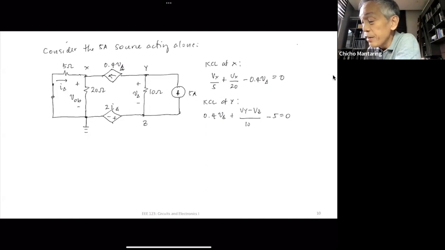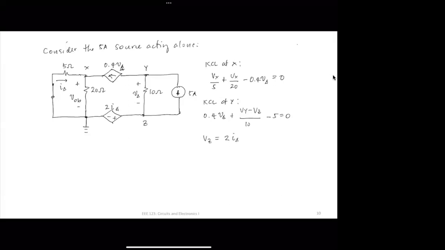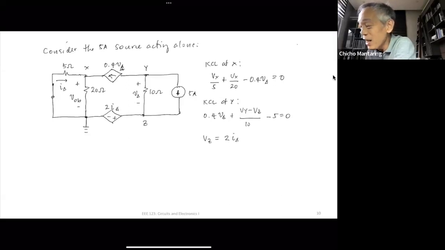Okay, what is my other equation? Can I determine Vz by inspection? Yes, no? What is Vz? 2I delta po. 2I delta. Okay. Ngayon, ang dami nating unknown, ano? How many unknowns do I have so far? I have Vx, Vy, Vz, V delta, I delta. Right? So I need two more equations. Can somebody tell me what those two equations will be?